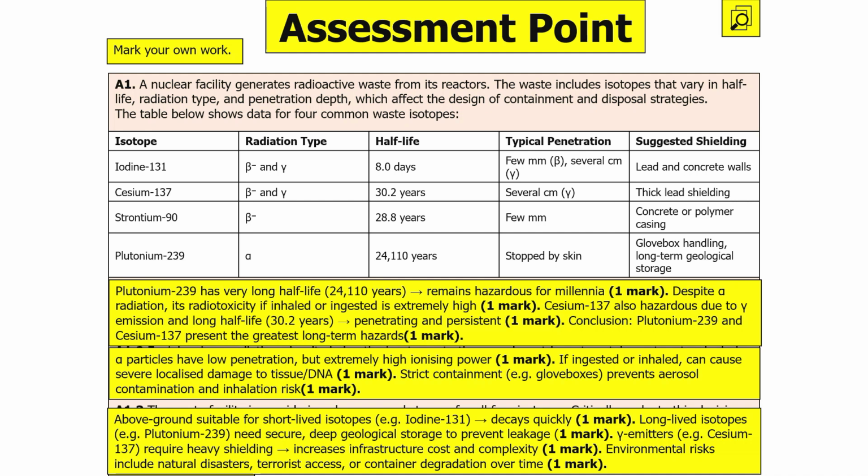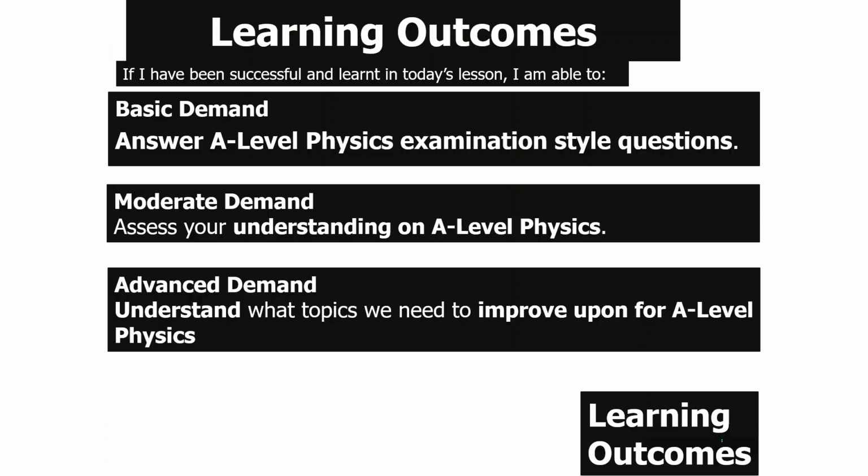Finally, above ground is suitable for short-lived isotopes such as iodine-131 as it decays quickly, but long-lived isotopes such as plutonium need secure, deep geological storage to prevent leakage. Also, gamma emitters such as cesium will require heavy shielding, which increases the infrastructure cost and the complexity of the project. Now, environmental risks could include things like natural disasters, access by terrorists, or container degradation over time, which we've got to consider. So, that brings an end to our revision session today.